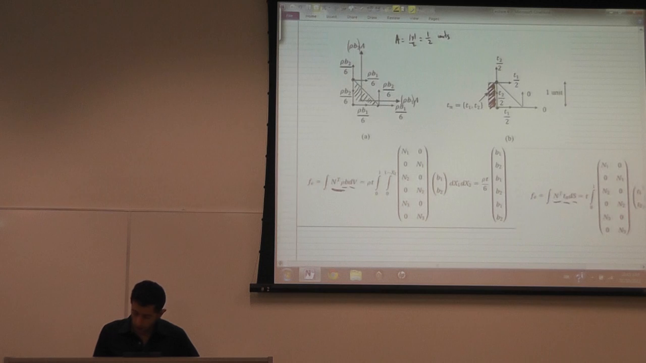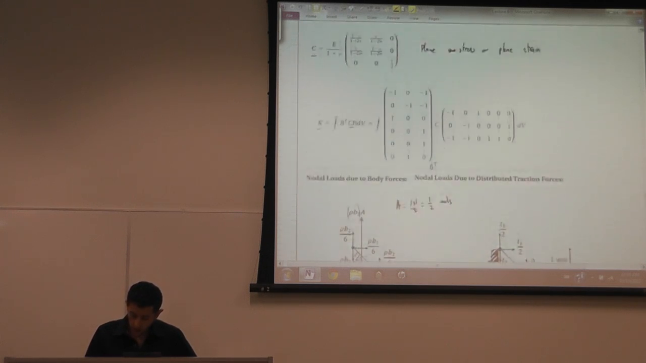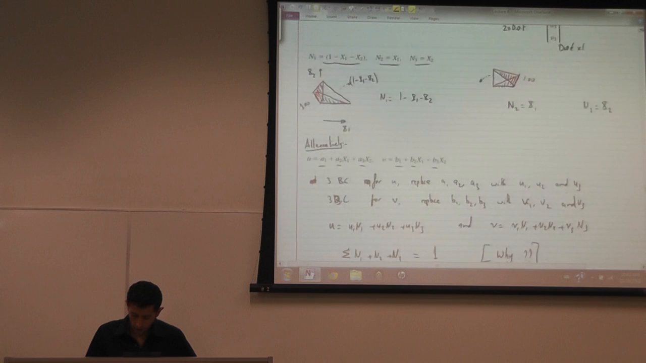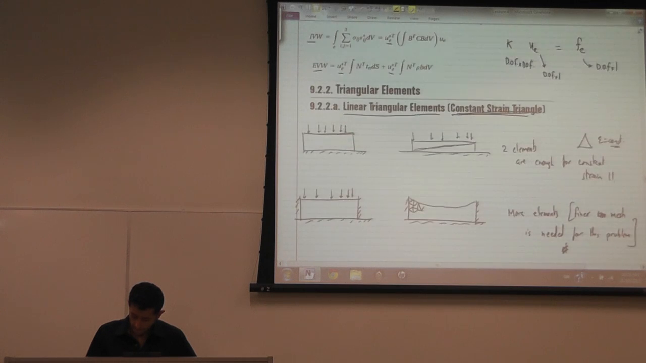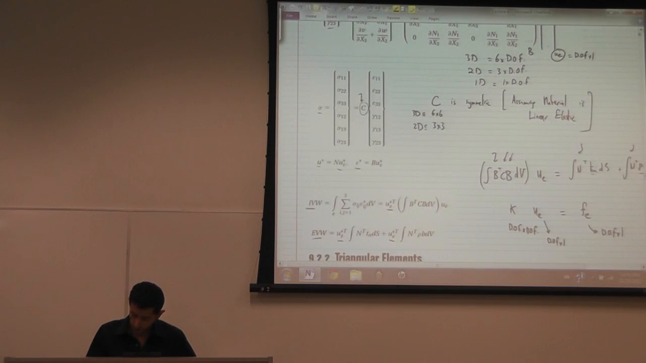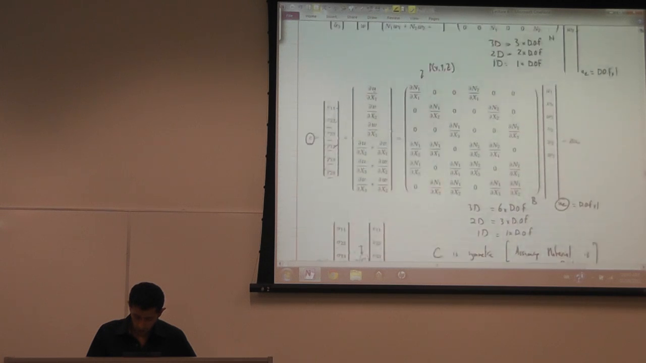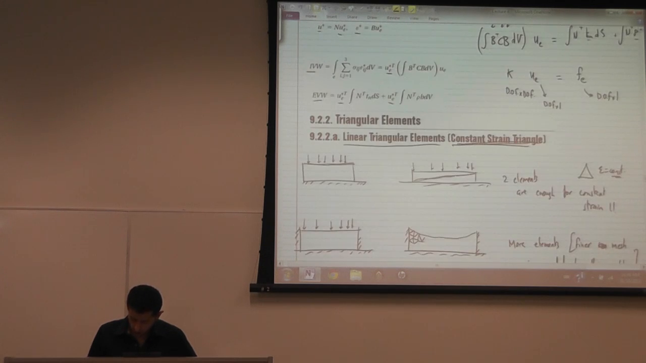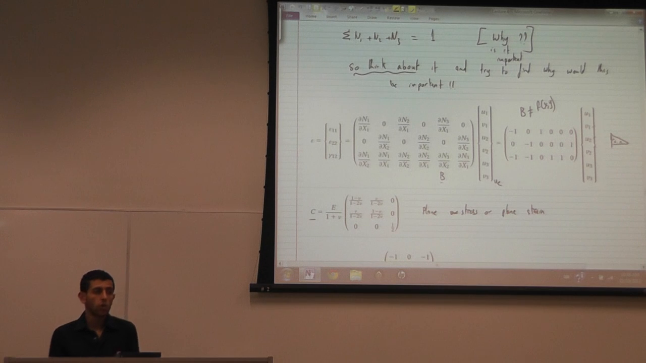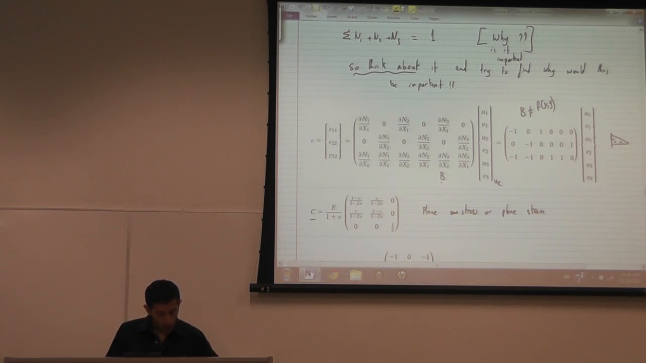So the huge limitation of this element is constant strain. As the name implies, and as the math shows, the strain is constant. You can only use this element to model constant strain. So, I would like to talk about the assignment a little bit, and we'll continue this next lecture.